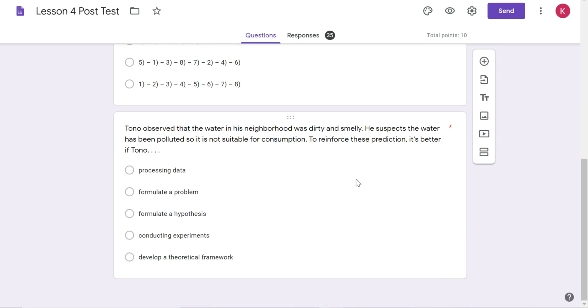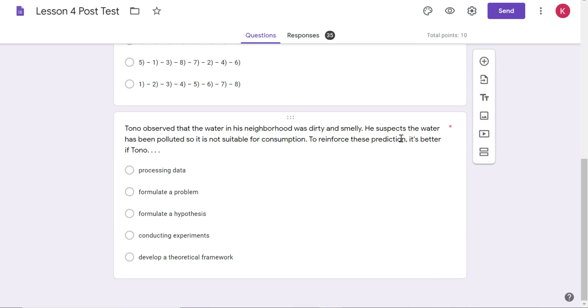For number 2, Tono observed the water in his neighborhood was dirty and smelly. He suspects the water has been polluted, so it is not suitable for consumption. To reinforce this prediction, it's better if Tono, what is he going to do? What is Tono going to do?